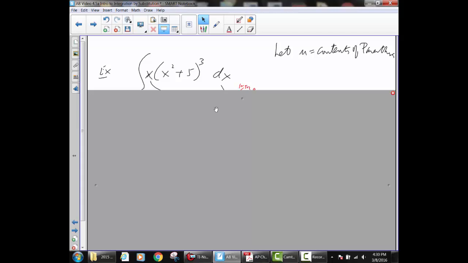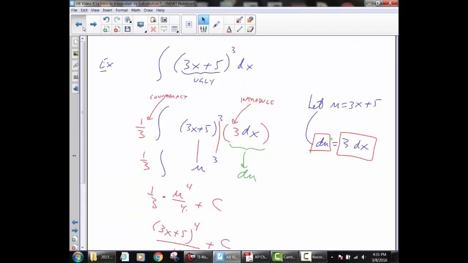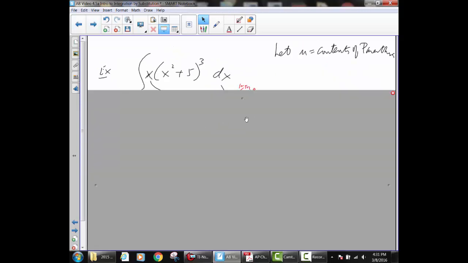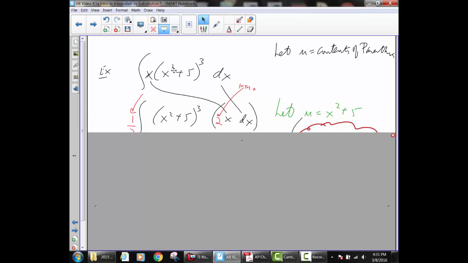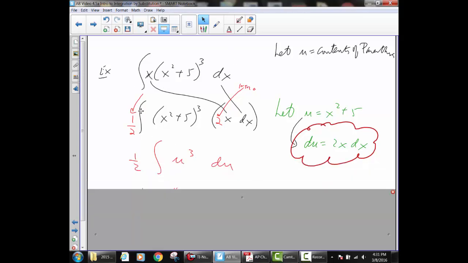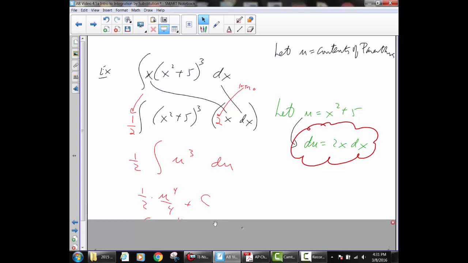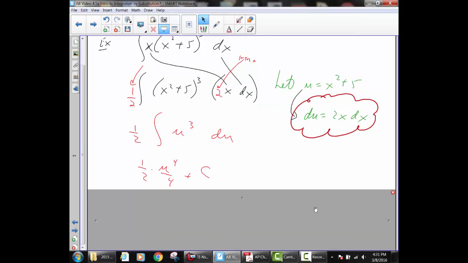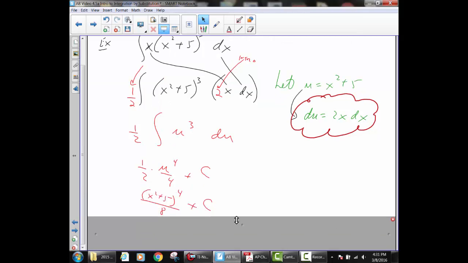Again here, why does this look like the other one? Oh, it's close though. Okay, again here you're going to let u equal the contents of the parentheses, which is your x squared plus 5. The derivative of that is 2x dx. Thank goodness I have the x and the dx. Introduce the 2, counteract with a half. I have 1/2 the integral of u cubed du, which is 1/2 u to the 4th over 4, which is u to the 4th over 8, but don't forget to replace u by x squared plus 5.